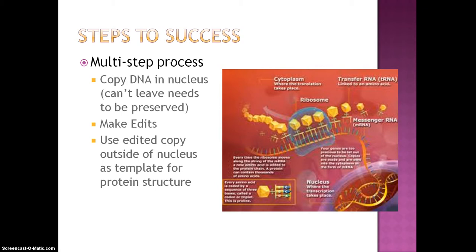All right. So once this DNA has been copied and it's been removed from the nucleus, a cell needs to make edits of this DNA. It needs to change it so that it's all set up right and anything that needs to be removed is removed. Then the edited copy is used outside the nucleus as a template for protein structure. And these steps together are known as transcription and translation. And we're going to get into each of those in turn. In fact, they'll each have their own presentation.